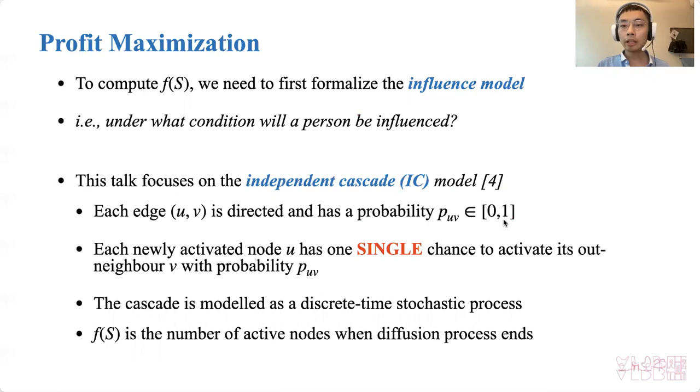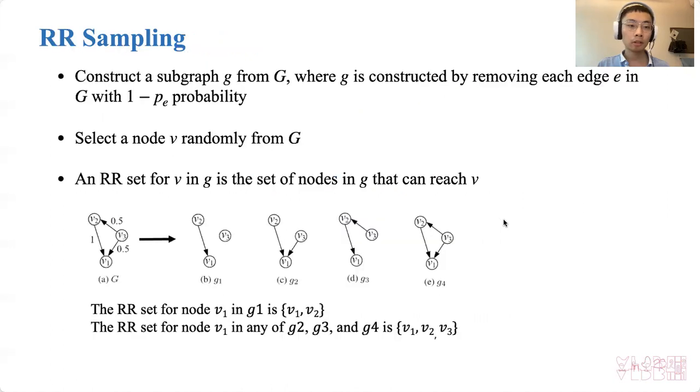In this model, each edge (u,v) is directed and has a probability p(u,v). In the IC model, each newly activated node has only a single chance to activate its out-neighbor v with probability p(u,v). Given the diffusion model, F(S) is defined as the number of active nodes when the diffusion process ends.